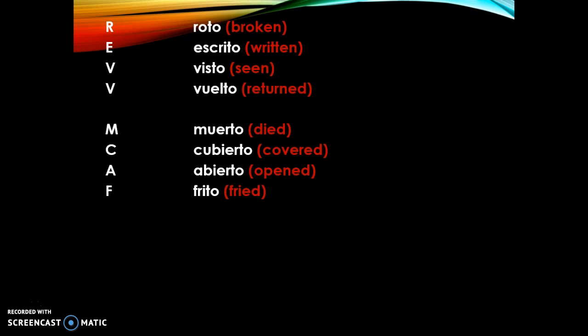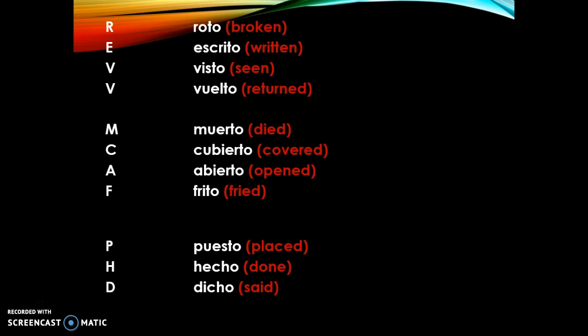That one you should be pretty familiar with, considering that when you say fried foods or french fries, you say blank fritos, papas fritas, right? Okay. Puesto for the P means placed. H, hecho, means done. The D is dicho, which means said.